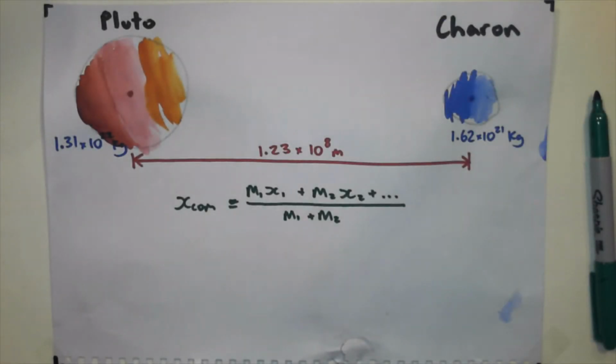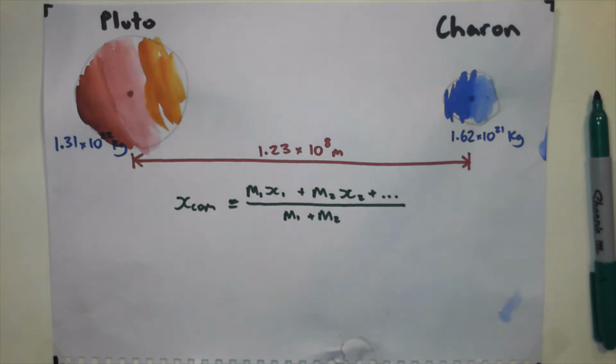Now the centre of mass doesn't just have to be for one object. In physics it's often helpful to consider a system, and a system is made out of 2 or more objects. And we can analyse the system as if it was one object by using the center of mass of the system. And that system could be moving or that system could be stationary.